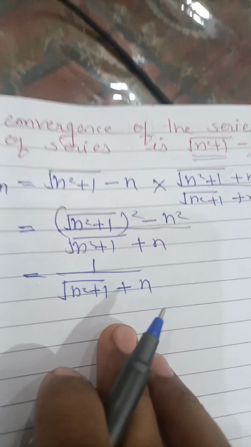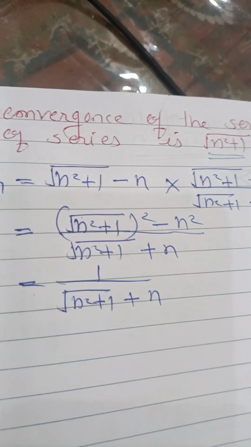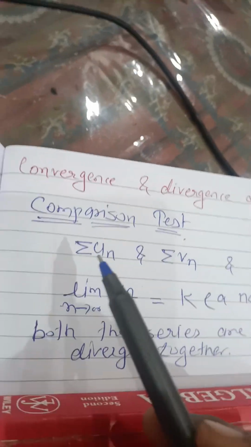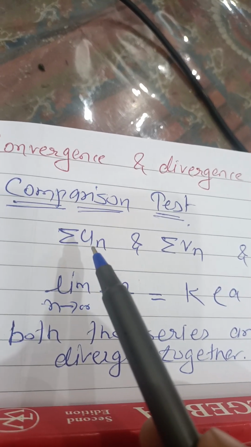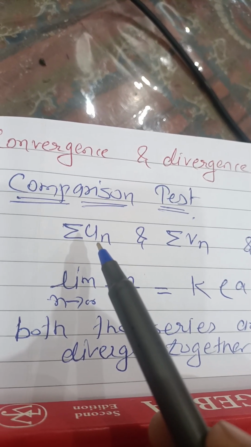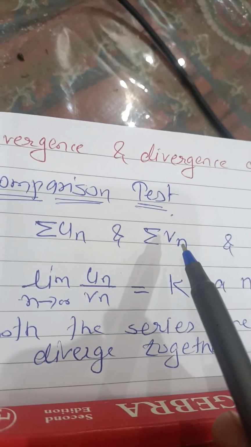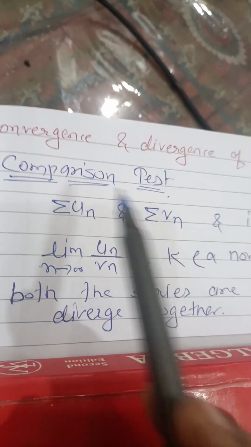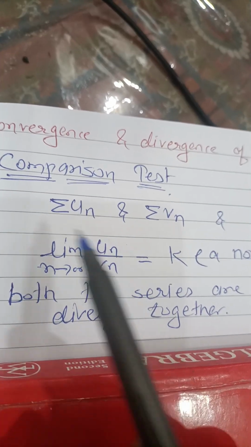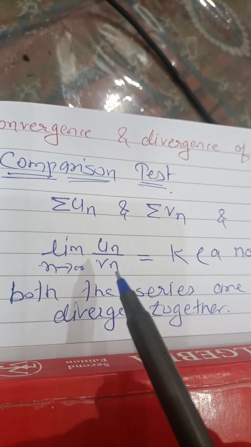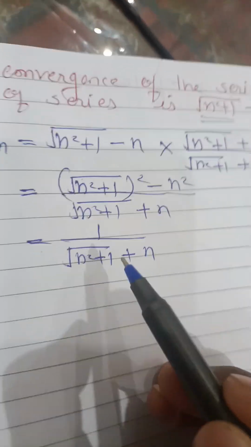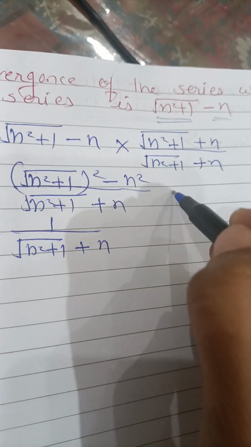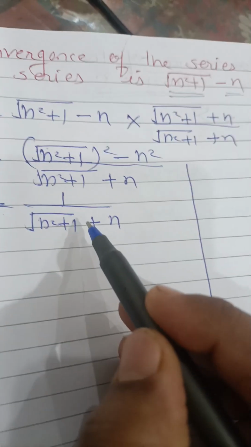But we have seen for comparison test, we need two series. So, just we have seen, we have denoted the given series as un. Now, we will find vn so that we can use this test. So, we can find the limit of their ratio. So, how to do that? So, we will do that in rough. So, this is the term, last term.